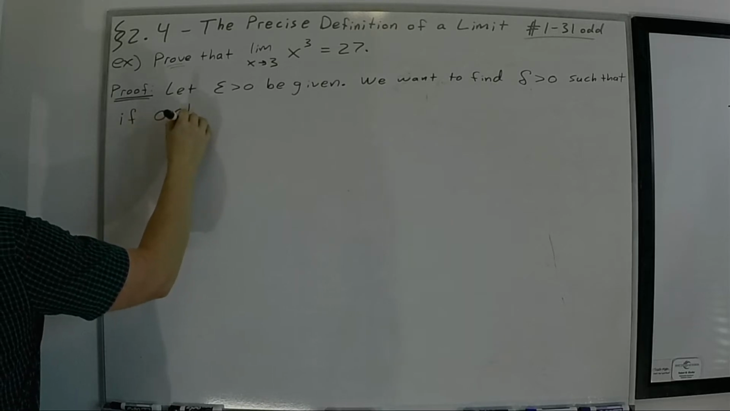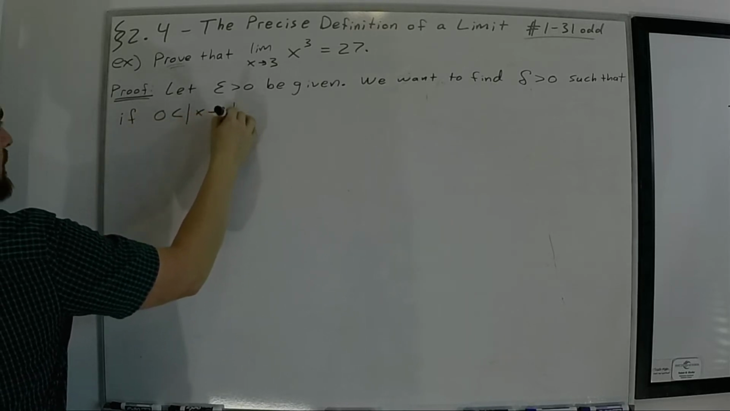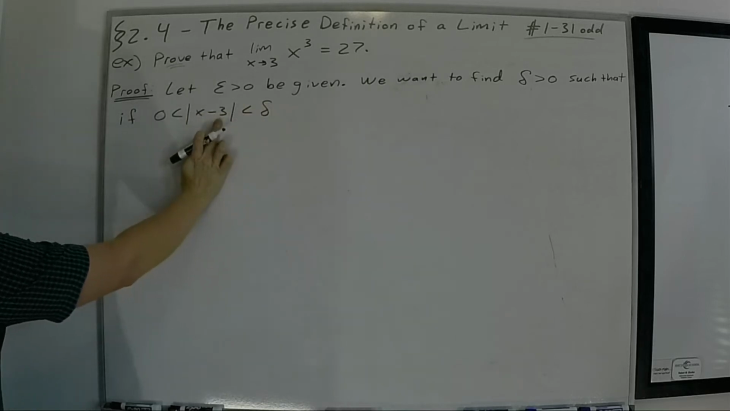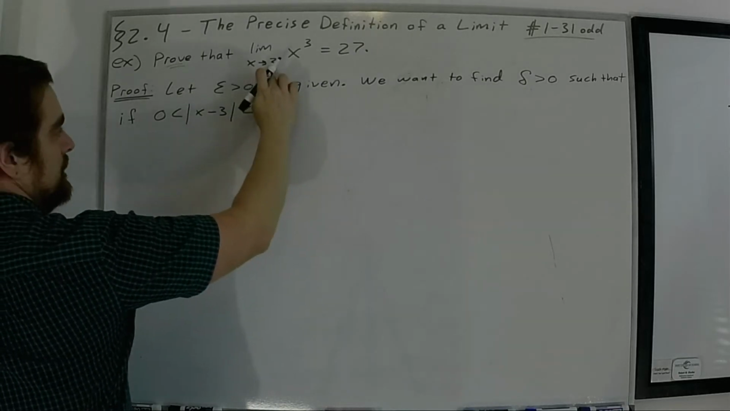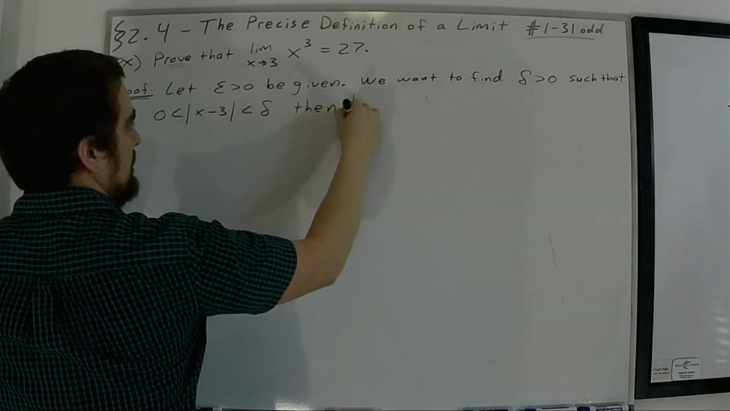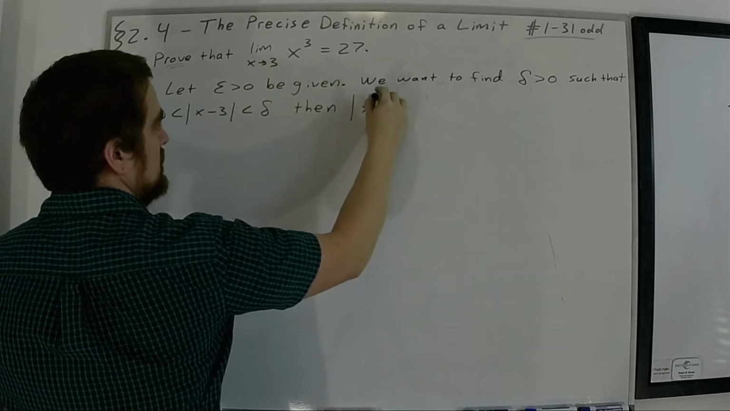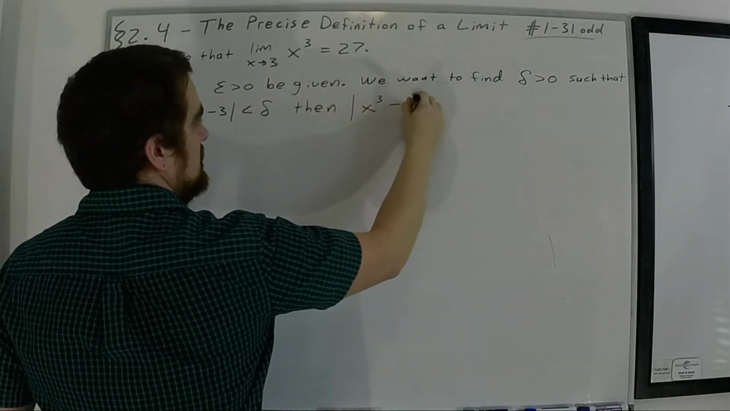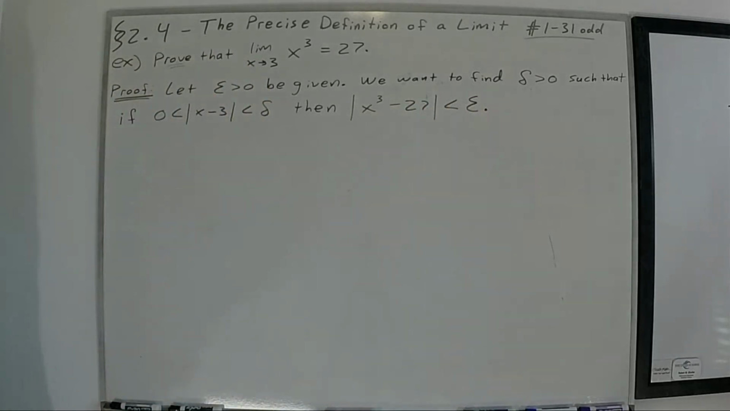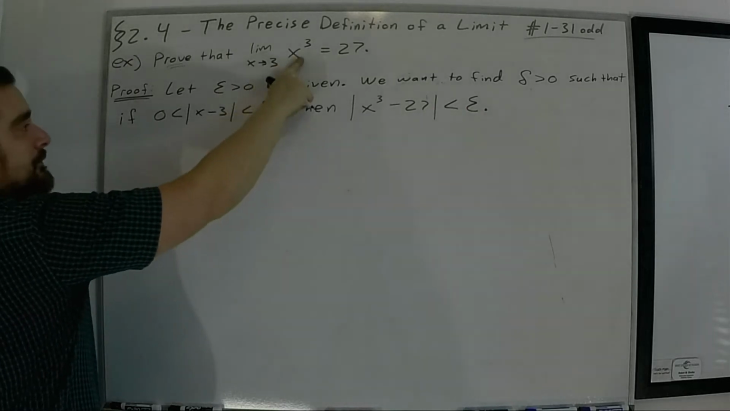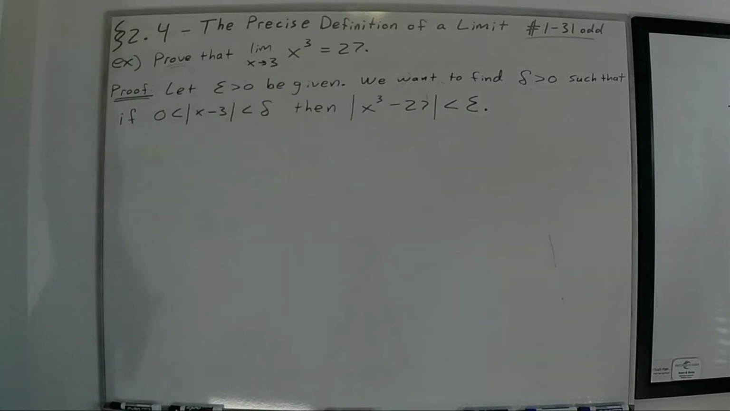We want to find delta positive such that if 0 is less than the absolute value of x minus 3 is less than delta, there's our a. In this case, a is 3. That's the limit we're going towards. X is going to 3. Then the absolute value of f of x, in this case x cubed, minus capital L, in this case 27, must stay less than epsilon. I'm just filling the parts that were handed to me from the problem into the definition. I haven't proved anything yet. I've just basically stated what I have to prove.